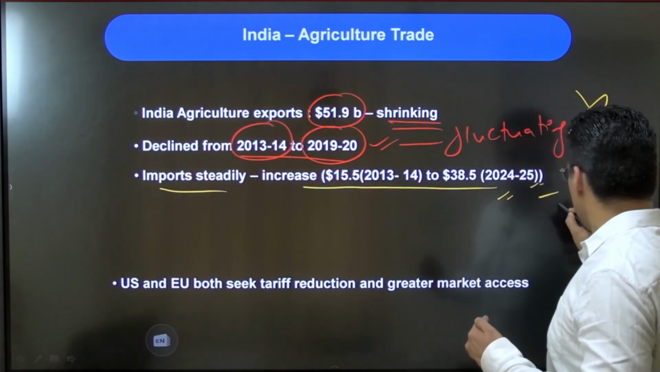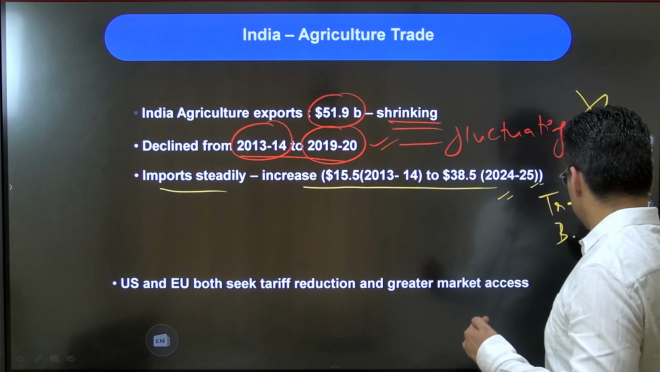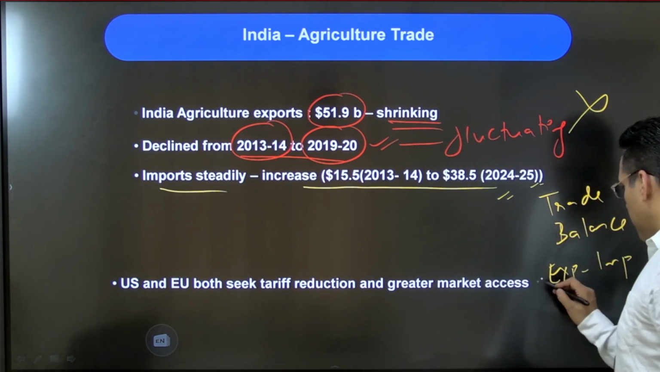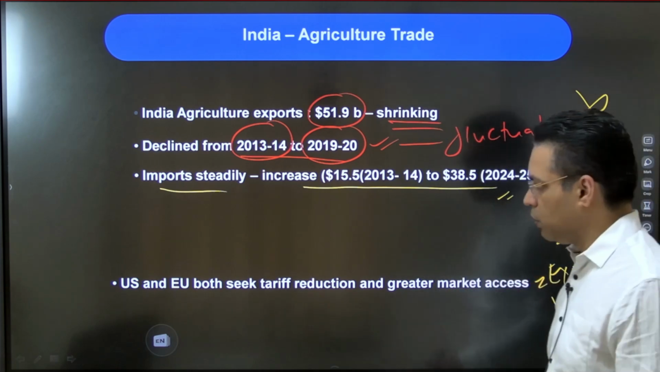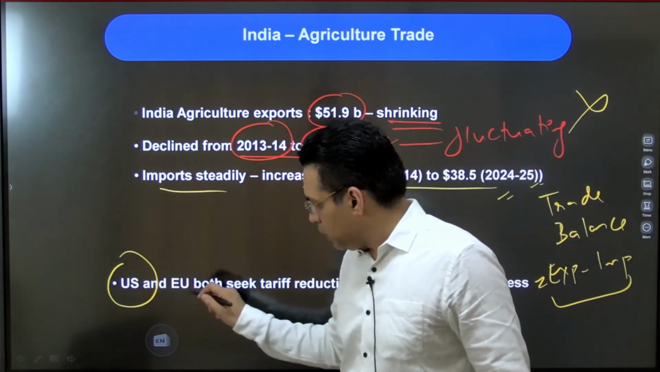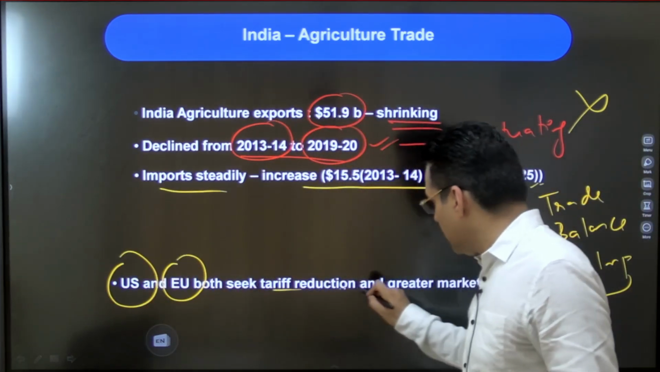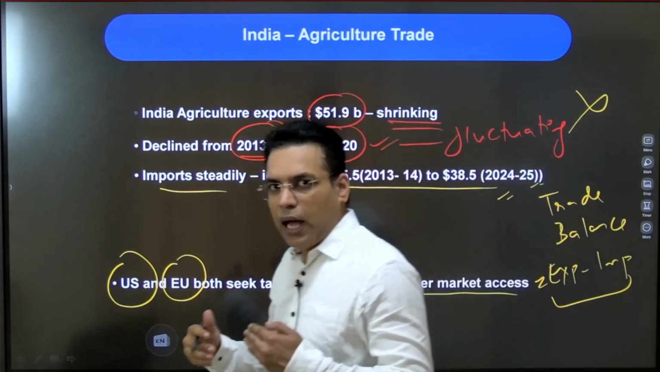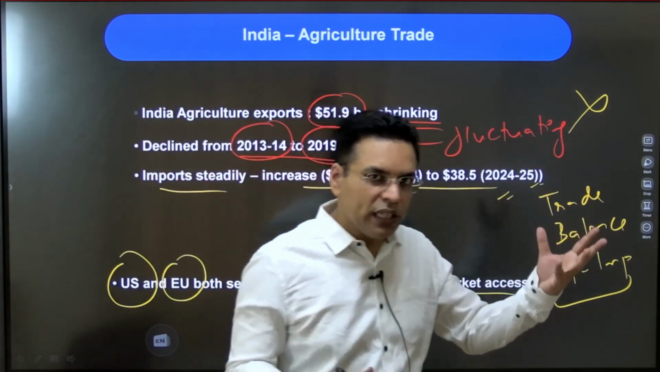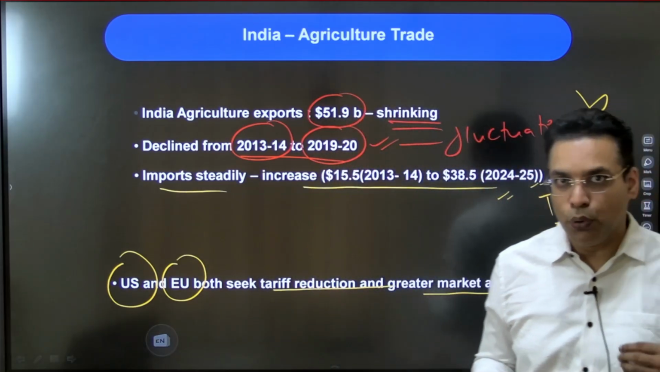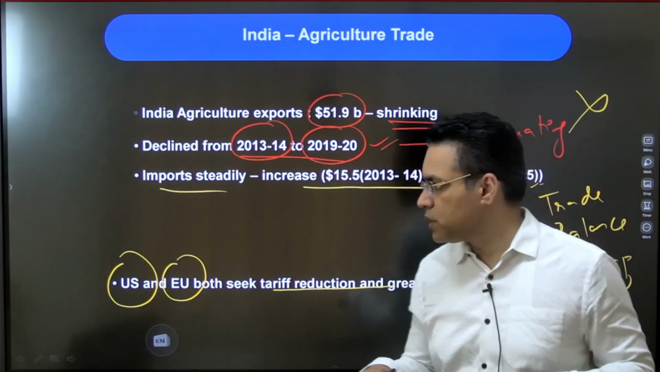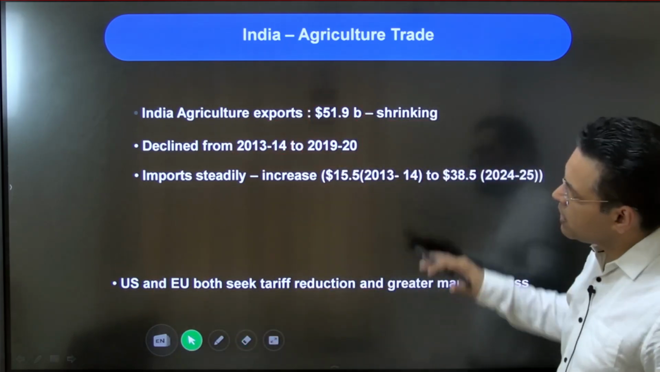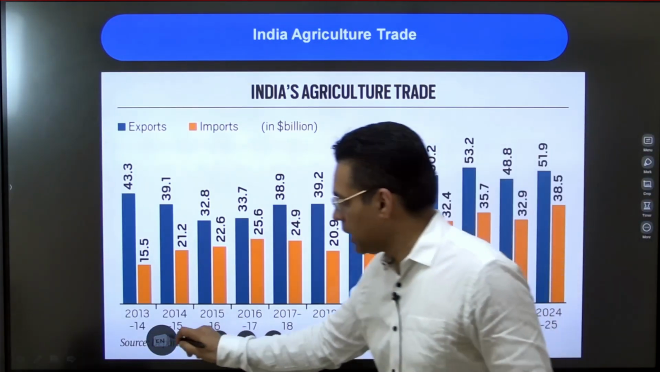So the trade balance, which means exports minus imports, is shrinking, that means it is coming down. And on top of that, the US and EU are seeking tariff reduction and greater market access. They want India to open the agricultural market, and the duty that we impose on their exports, which are our imports, is supposed to be reduced. So this is the scenario, and let's see this chart, which will give a better picture.